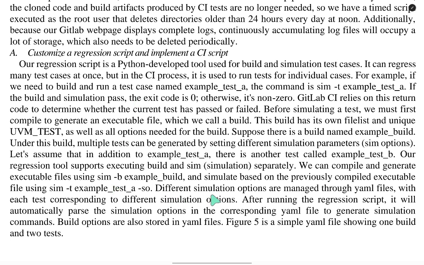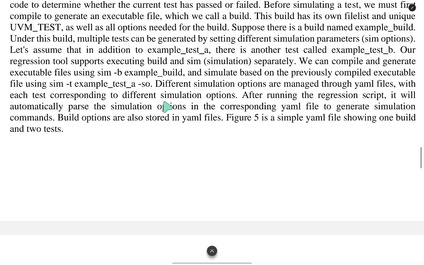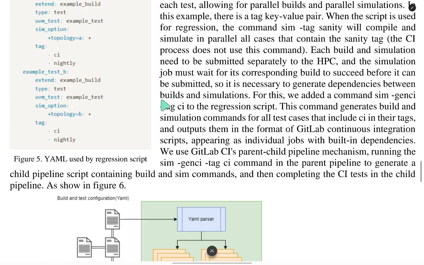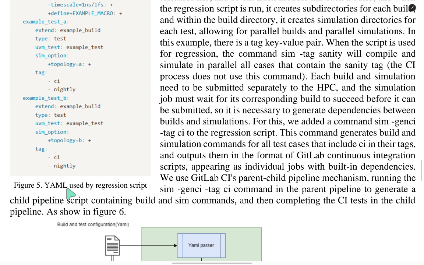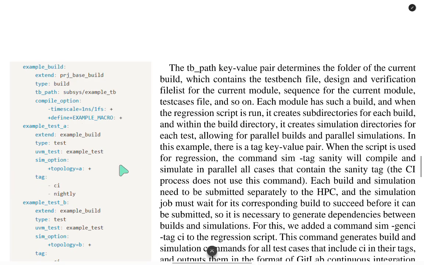Different simulation options are managed through YAML files, with each test corresponding to different simulation options. After running the regression script, it will automatically parse the corresponding simulation options in the YAML files to generate the simulation command. Build options are also stored in the YAML files. Figure 5 is a simple YAML file showing one build and two tests. This is the YAML used by the regression script.